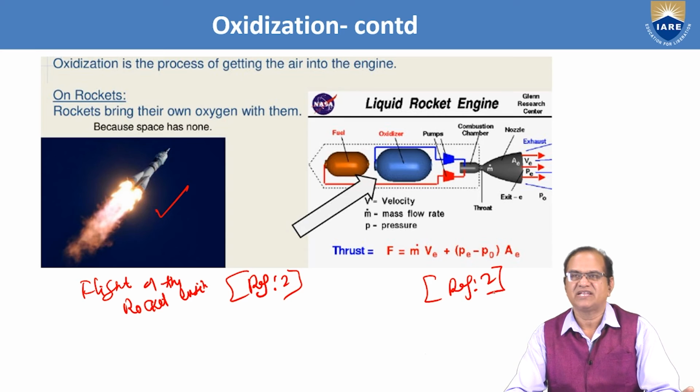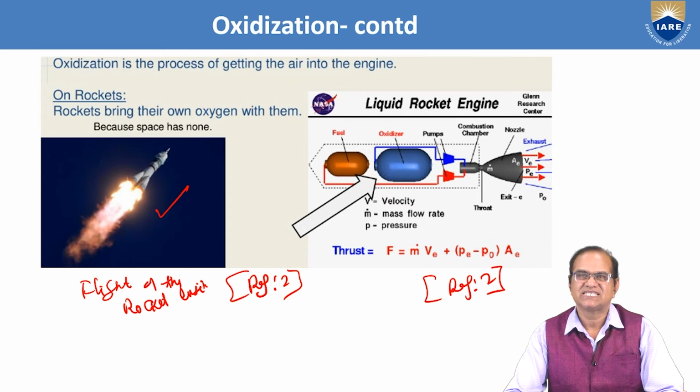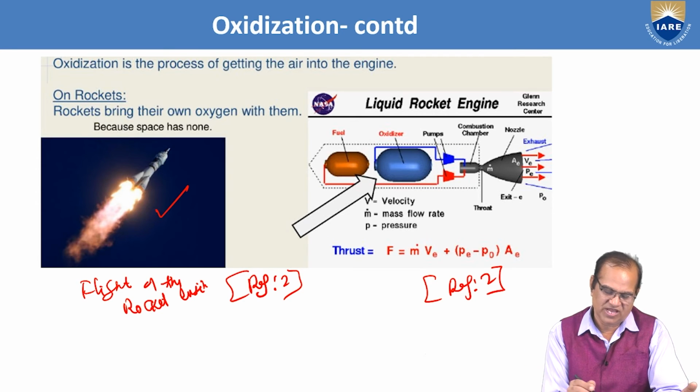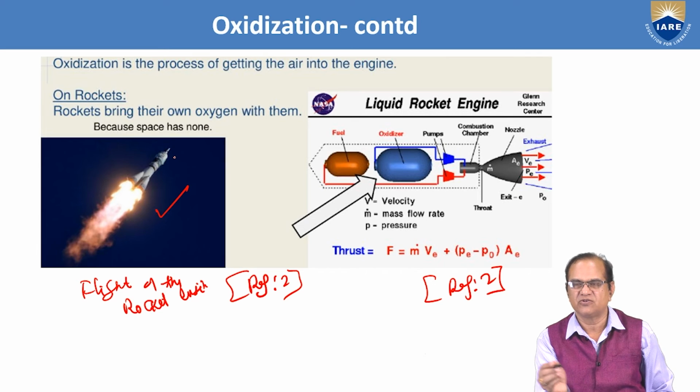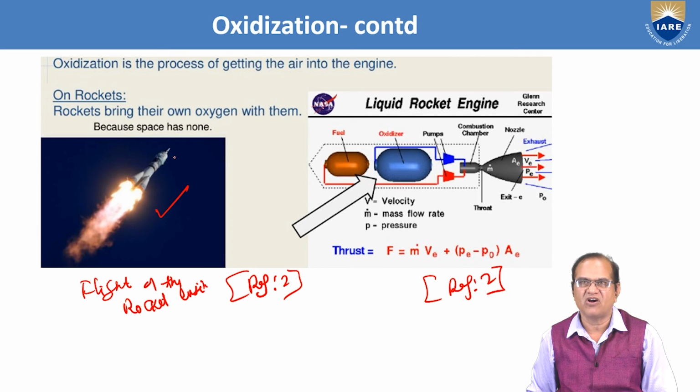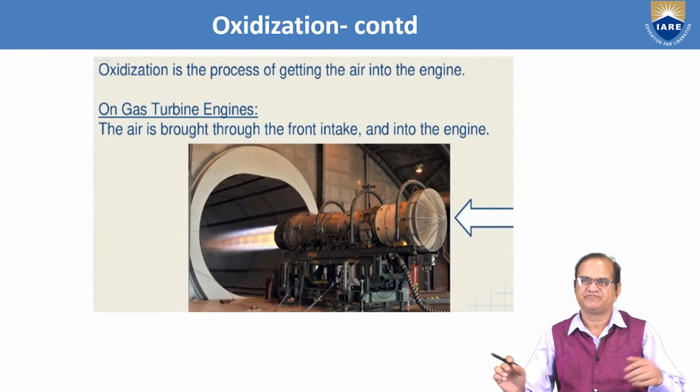Okay, so these are the references given here. Because space has none. In space we don't have anything. We cannot fly our aircraft. So there your action and the reaction will work, and there your rockets are used, and this is the principle for oxidization of the rockets.